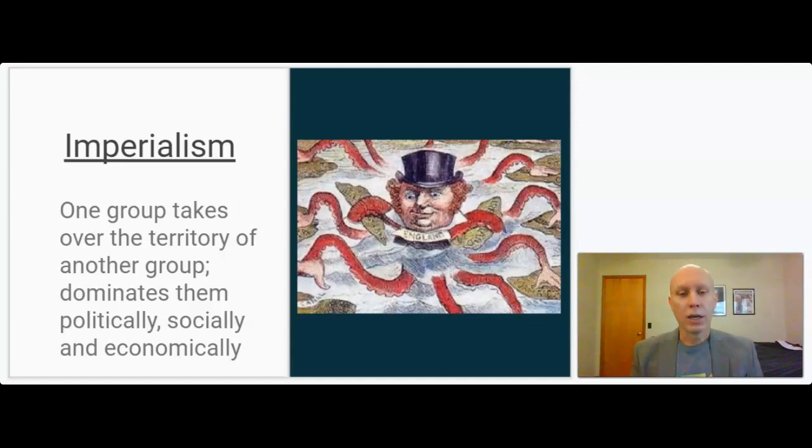So if you just look at the screen, the definition, I'll just read it. One group takes over the territory of another group and then dominates them politically, socially, and economically. So to a certain degree, with imperialism, there's a bit of a connection to the idea of colonization for a country. But the key difference is with colonization, and we saw some of this when Europeans sailed west away from Europe looking for a water route to the west to Asia, that when they encountered new land and figured out that they were in new places, they began to establish colonies.